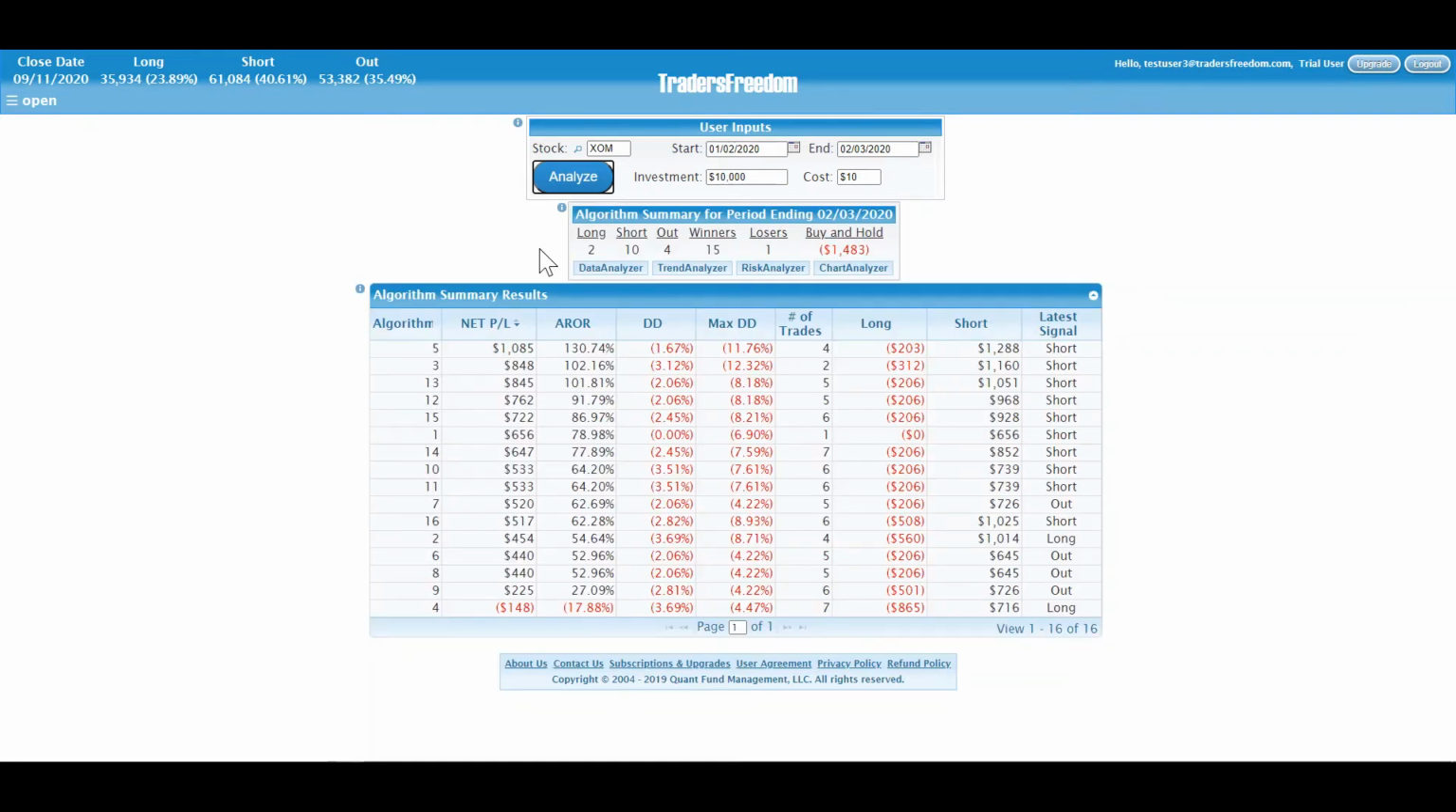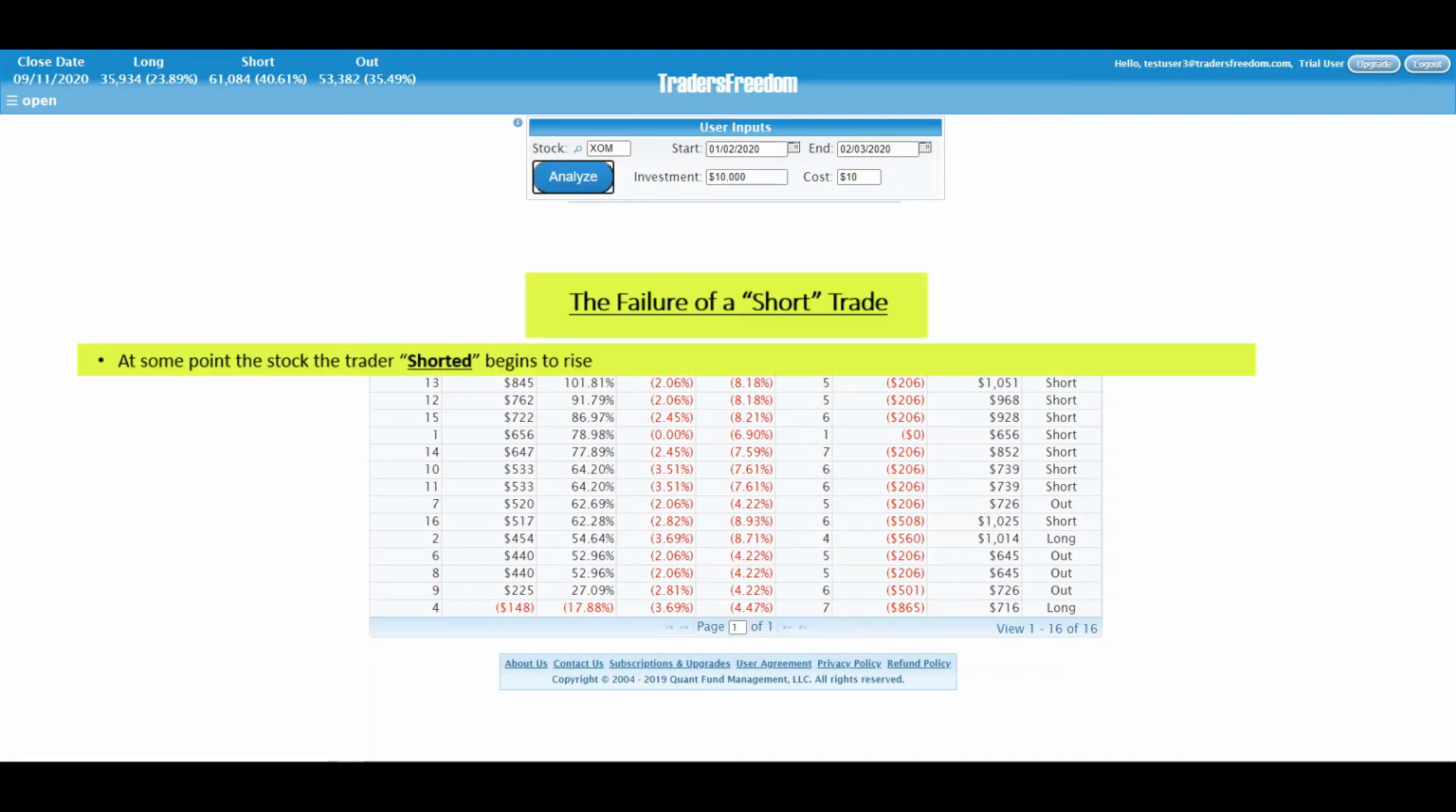Now, the problem most traders have experienced with short trades is not having a plan for when to get out. First, the stock they shorted began to rise.